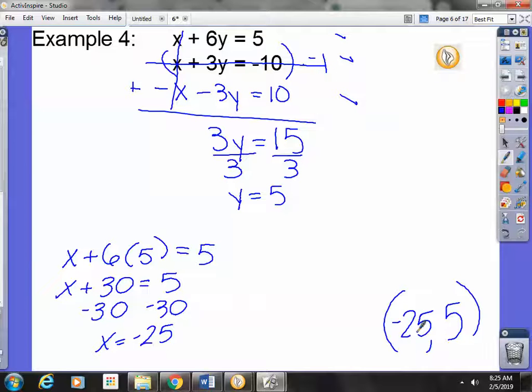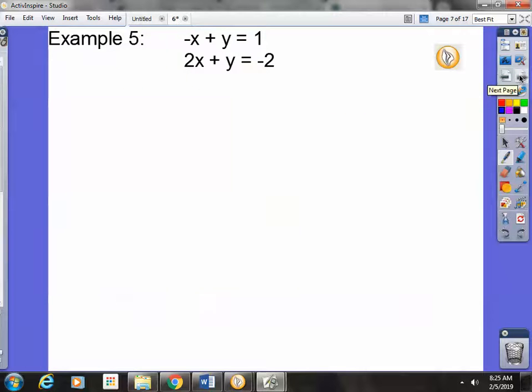I want to try one more with you, where we have to make opposite terms. Here's our last example. We have negative x plus y equals 1, and 2x plus y equals negative 2. Do we have opposite terms? Not to start with, but I could easily make them opposite terms. Does anyone have a suggestion of what we could do?